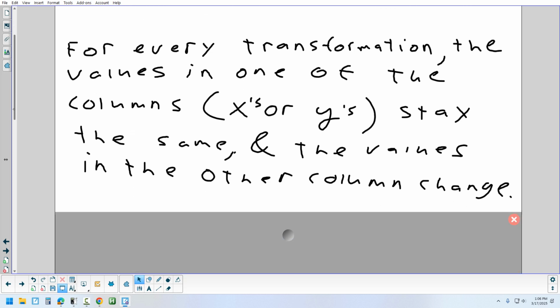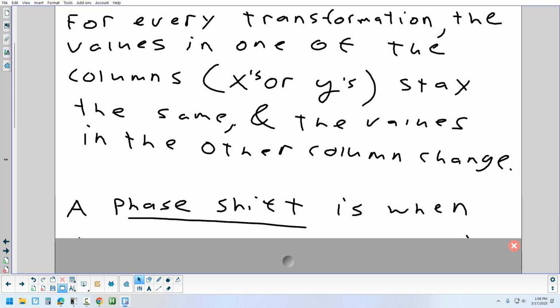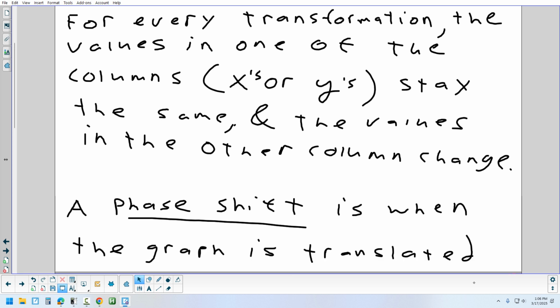Okay, so when something moves left or right, what kind of transformation do we call that? Horizontal. So we usually call it a horizontal shift. Well, when you're doing a trig function, they call it a phase shift. Still the same thing. So when you see me refer to something as a phase shift, it just means horizontal shift.